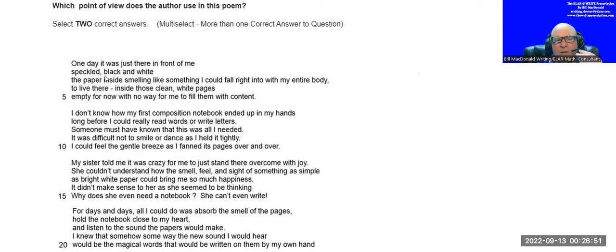I'm going to read until I find out it was this there in front of me, whoever this person is, speckled black and white, the paper inside, like something falling into my entire body to live there, empty for now.